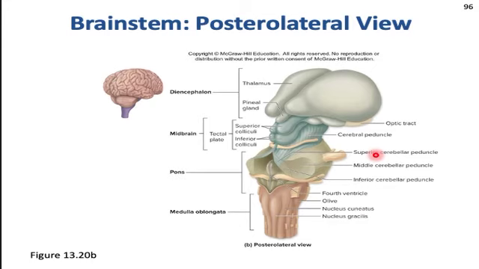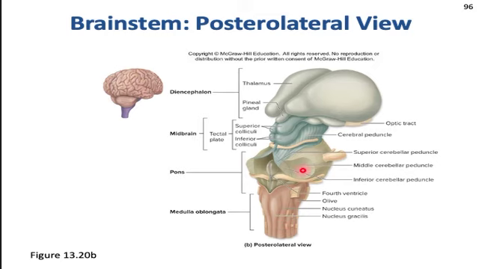This is what it looks like from the side. So you can again see here the pineal gland, the thalamus. These are the colliculi, the superior and inferior colliculi, collectively called the corpora quadrigemina, and they're part of the midbrain. These are the cerebral peduncles, and these are just tracts that bring information up to the thalamus. And then you've got the pons, which is connected to the midbrain. It's connected to the cerebellum. It's connected to the medulla oblongata.